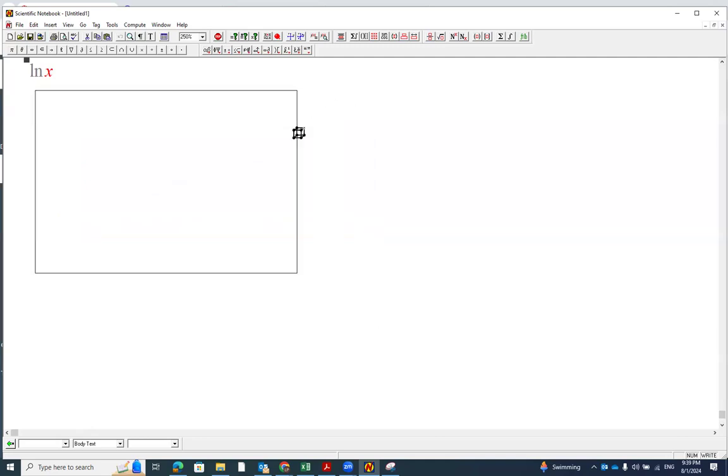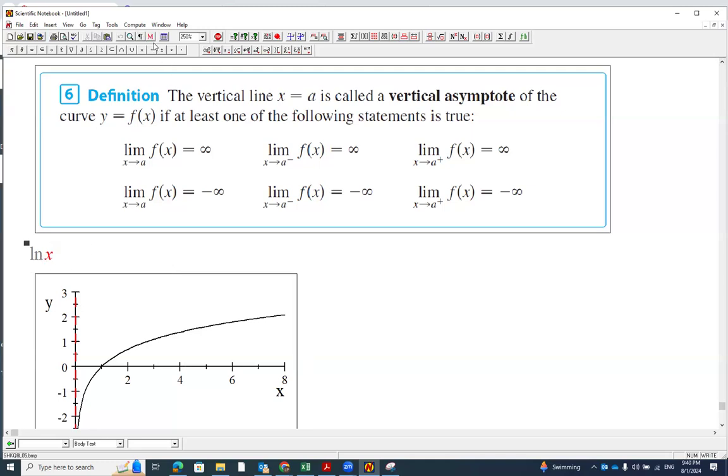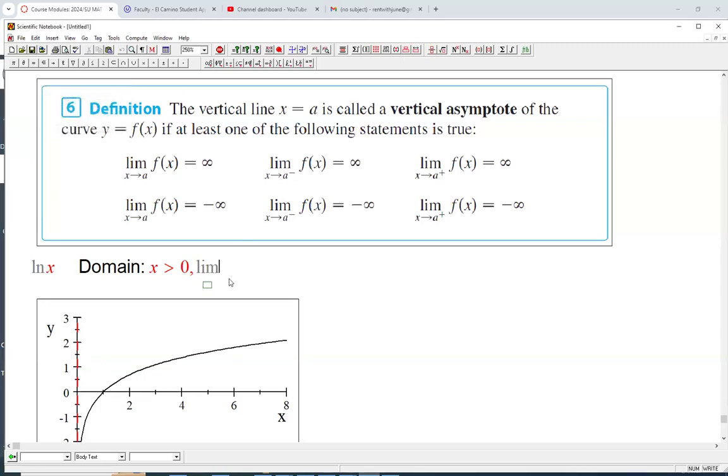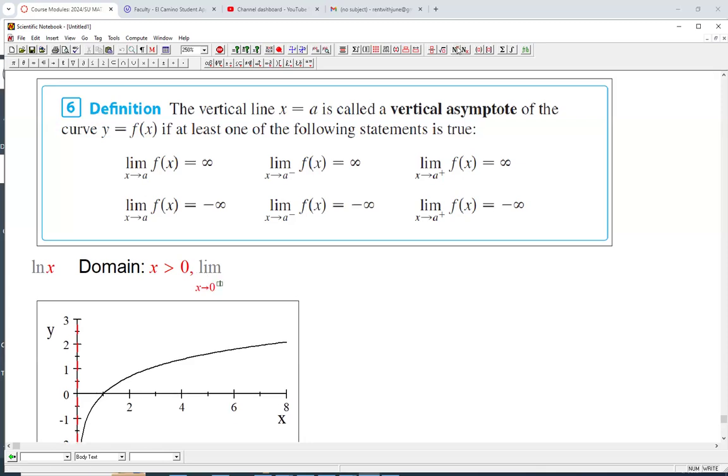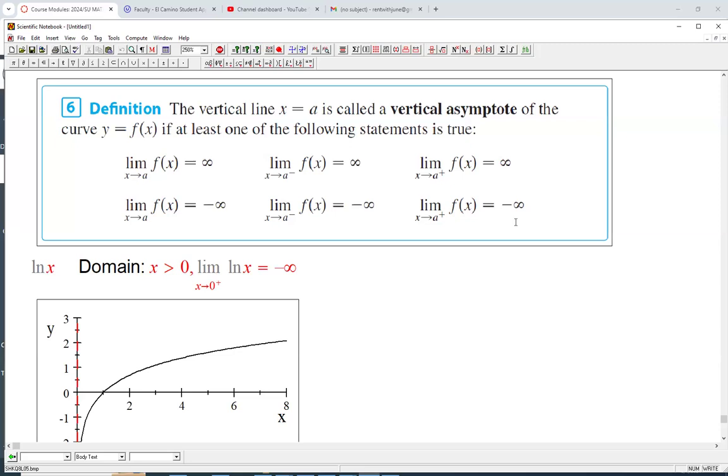So I'm going to bring this picture just a little smaller, so we can see the limit. We know the domain is x greater than 0. So when we want to see the behavior of the function as x approaches 0, and of course it has to be from larger than 0, then ln x is going to be approaching negative infinity. And one of these is true because we only need at least one. So this situation is satisfied, therefore it's a vertical asymptote. So the vertical asymptote of course is x equals 0.